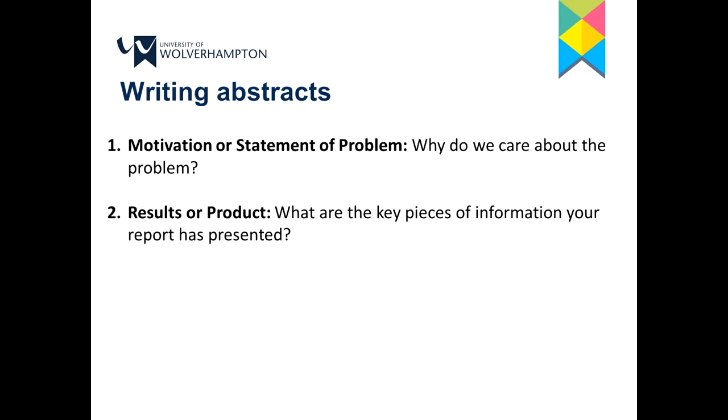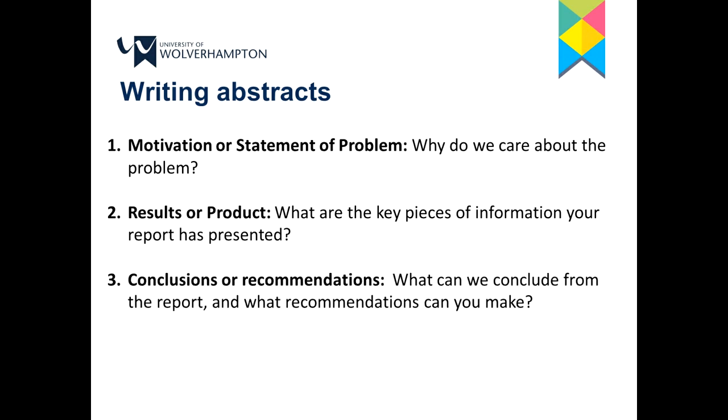Secondly, we have the results or the product of the report. What are the key pieces of information that the report has presented? And finally, what can we conclude from the report and what recommendations have been made? Remember that earlier I said an abstract should be independent of the report. This means that ideally somebody should be able to read the abstract of your report and understand the key findings.